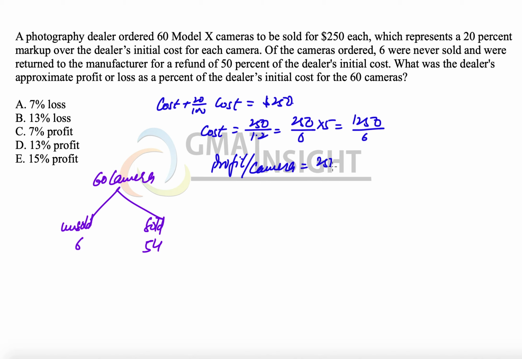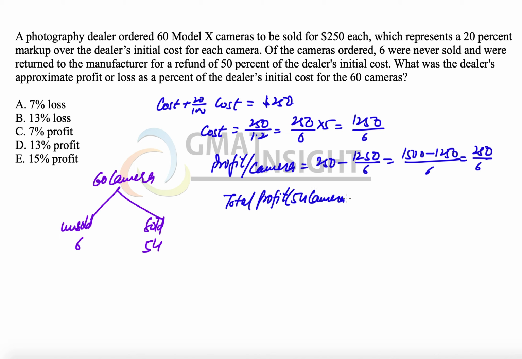That will be equal to 250 minus 1250 divided by 6, that is 1500 minus 1250 divided by 6, that means 250 divided by 6. That's the profit per camera. Now because the 54 cameras were sold at this price, the total profit made on 54 cameras will be equal to 54 multiplied by 250 divided by 6, which gives us 9 multiplied by 250, that means $2250. This is the total profit made on 54 cameras sold.